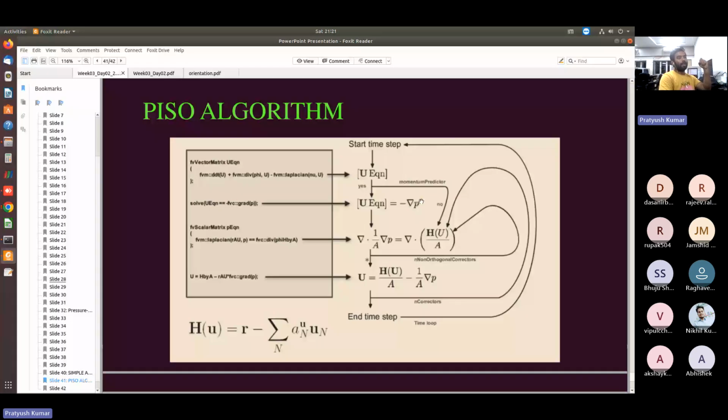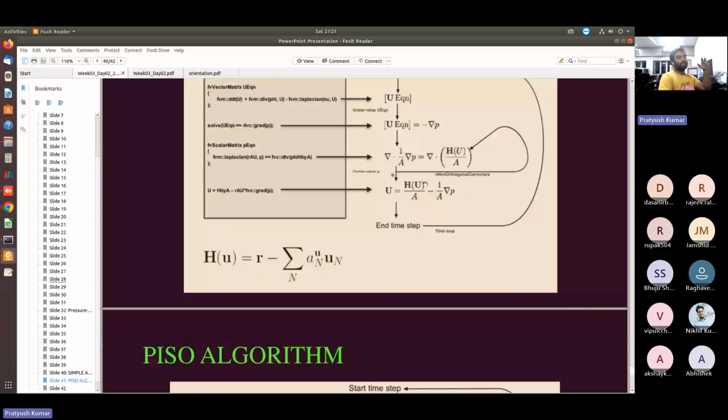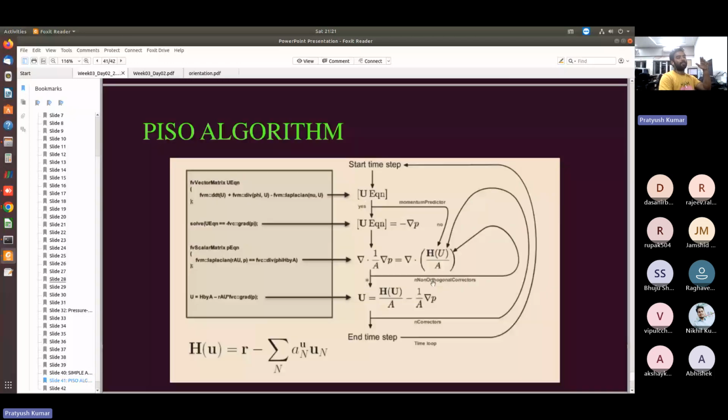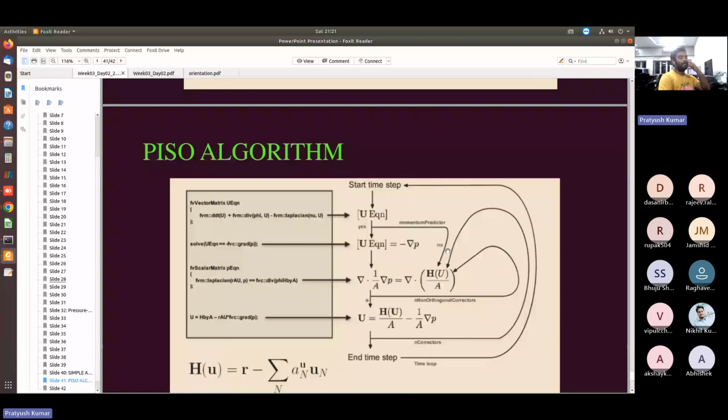Okay. Now this non-orthogonal corrector that you are seeing here on this slide and this slide is related to the case where you have a mesh which has the non-orthogonality issue. The problem of non-orthogonality is there in the meshing, so then this non-orthogonal corrector is required here. That is not something related to the algorithm of the PISO or SIMPLE form. This is related to the orthogonality issue.